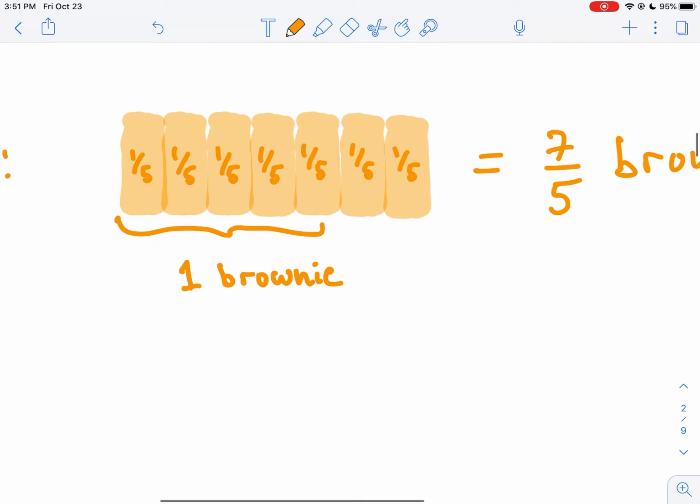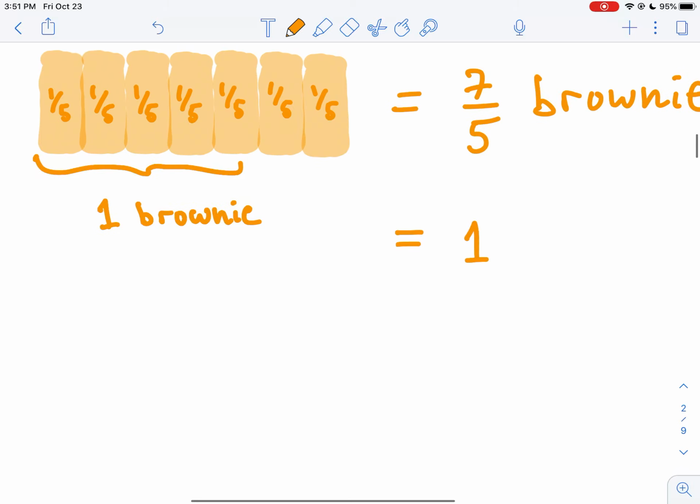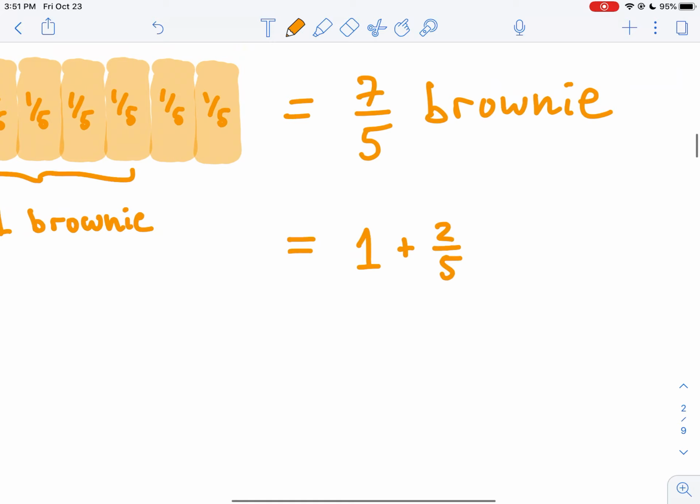So I'll introduce this notion of mixed numbers right now. You could also write this as a person gets 1 whole brownie plus an extra 2/5. This is called a mixed number. It's a part whole number and a part fraction. And sometimes those mixed numbers are put, the fraction is written smaller right beside.